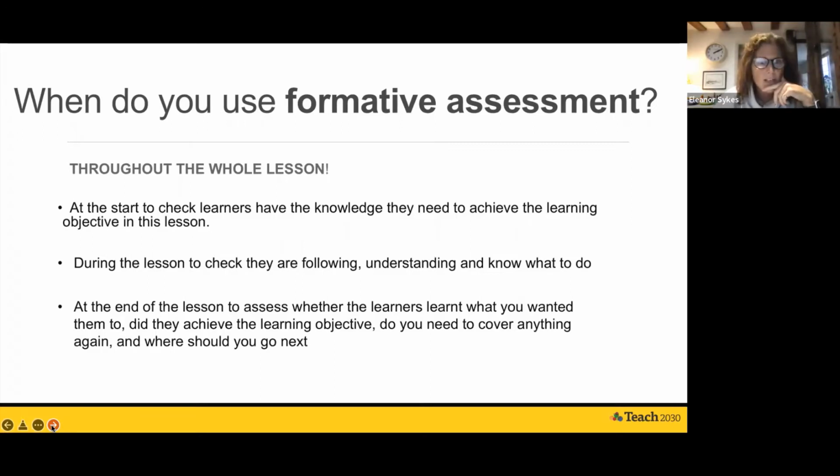Did they achieve the learning objective? Is there anything else you need to go over, to cover again, to make sure it's clear? Or where should you go next? So we use that all the time. We use formative assessment throughout the lesson.